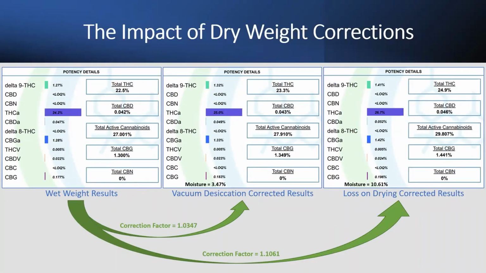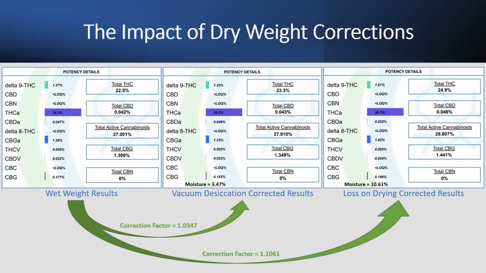Now that we have discussed the results and looked at how the plant is compromised during the drying process, we can further discuss the impact that the dry weight corrections have on the potency results for a sample. In this example, I've included the potency for the sample that is measured at wet weight and then again moisture corrected by both vacuum desiccation and loss on drying.